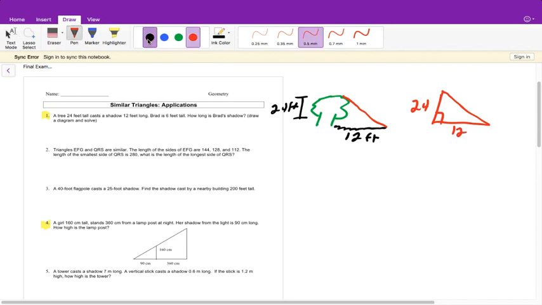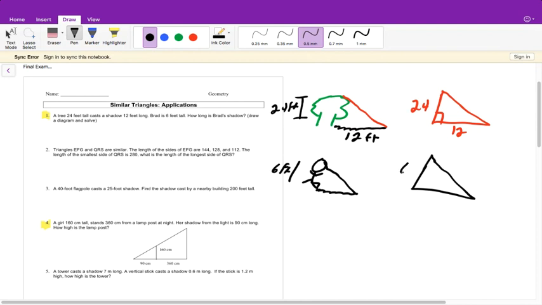Then it says Brad is 6 feet tall. How long is his shadow? Well, here's Brad. We know that he is 6 feet. And here is his shadow. And once again, he creates a right angle triangle. This is 6, and this is x. Since these are right angle triangles, and with the way that the sun shines, it's going to create two congruent angles here. We know that these triangles are similar.